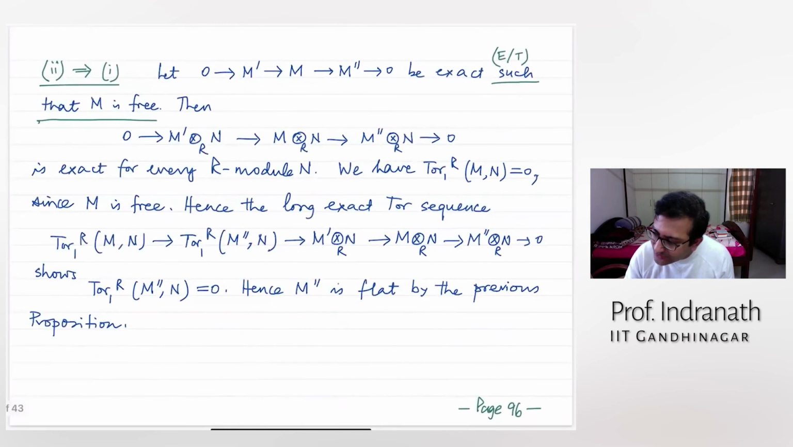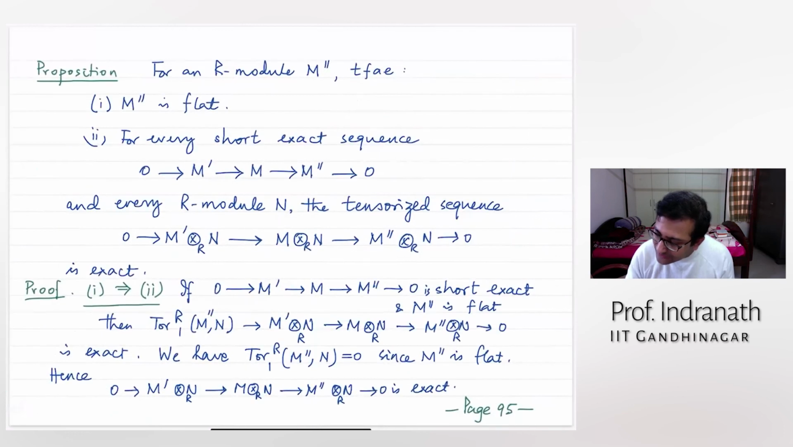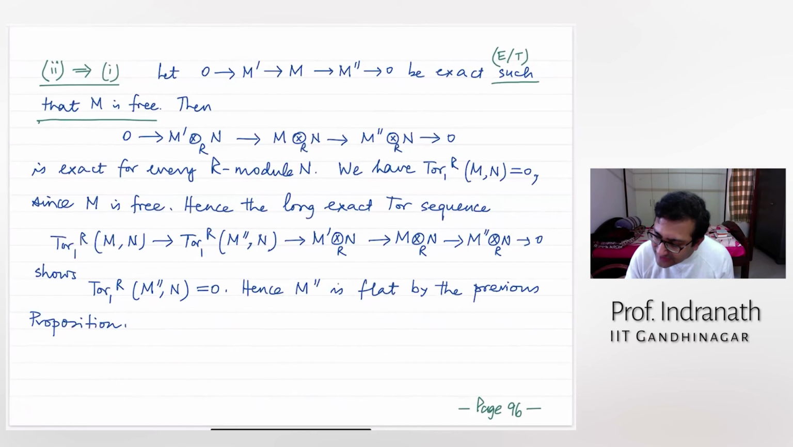And similarly, if you have started with this such that M is... yeah, here something is important. This is your condition: if the tensorized sequence is 0 for every R module N, then you have M double dash must be flat, right? So here what you start with is, you can actually safely start with a situation where M is free, right? This we can do.